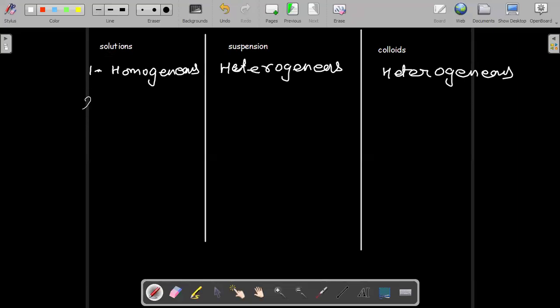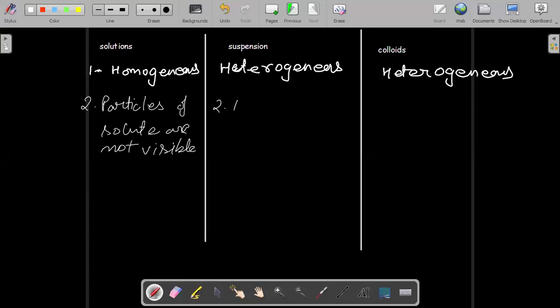So the next point we write here: in a solution, the particles of solute are not visible. You can't see them. And for the suspension, the particles of solute are visible. You can see them with your naked eye. That means they are about a few millimeters, or you can say 10 to the power minus 4 meters.